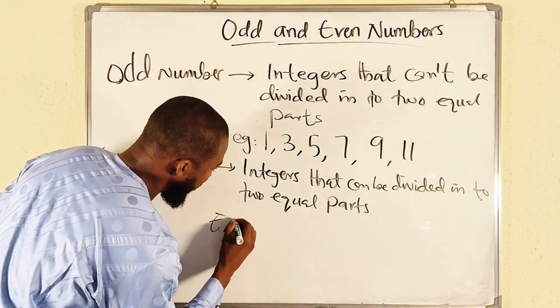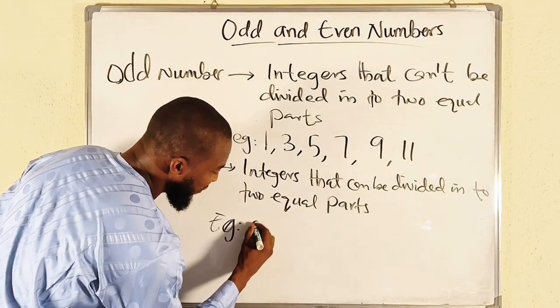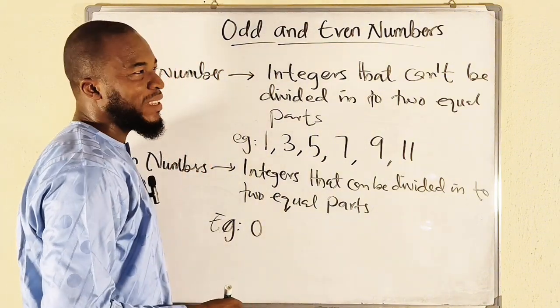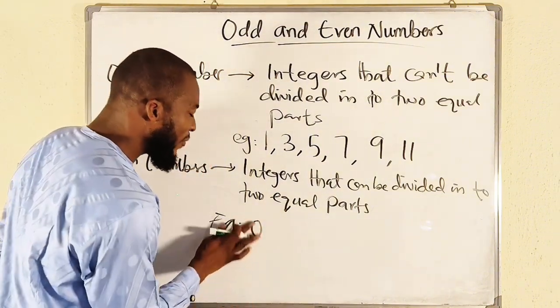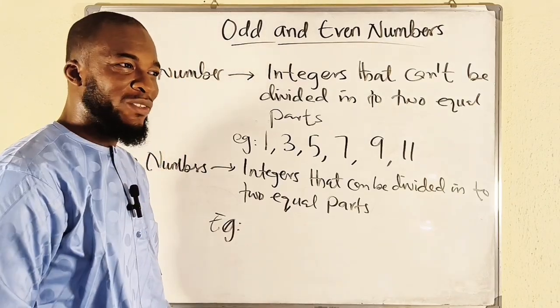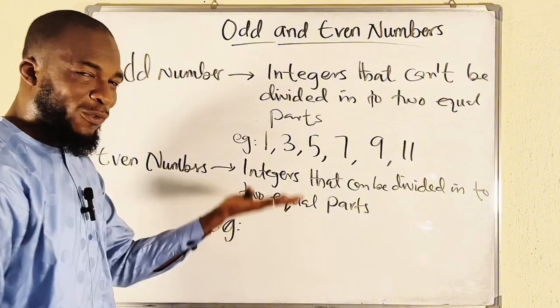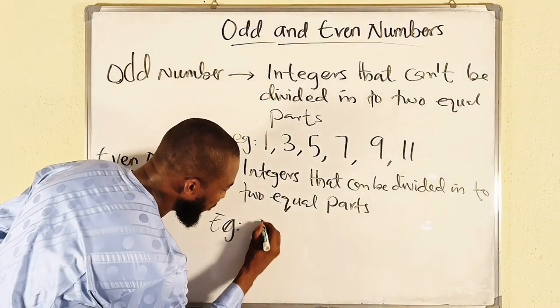Example, e.g., we have 0. 0 can be divided into 2, but at this level, should we consider 0? This is a very lower class. I know the curious ones might ask, how can we share 0 into 2 equal parts? So this is for the higher class. Let me start with 2.